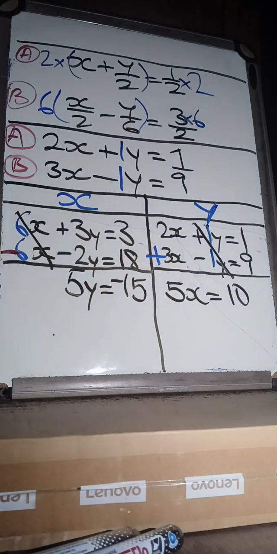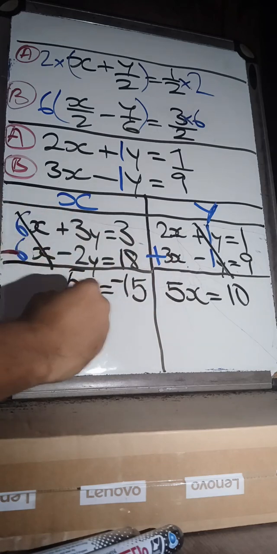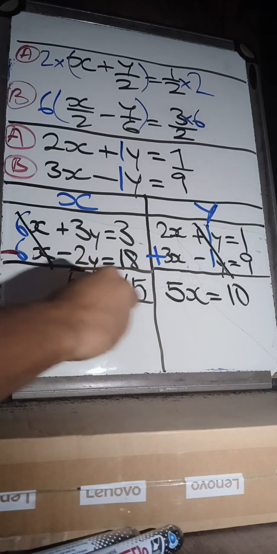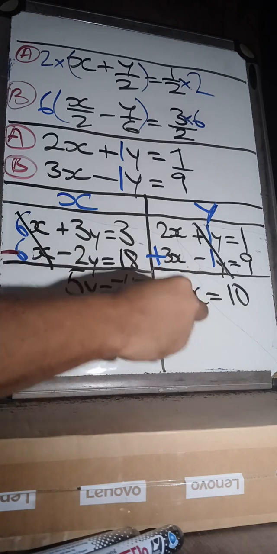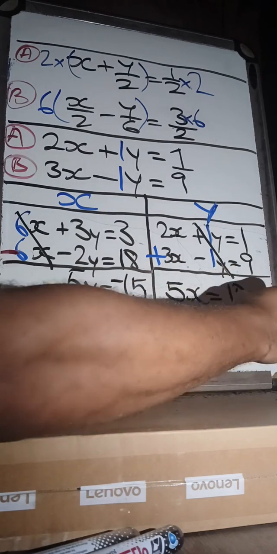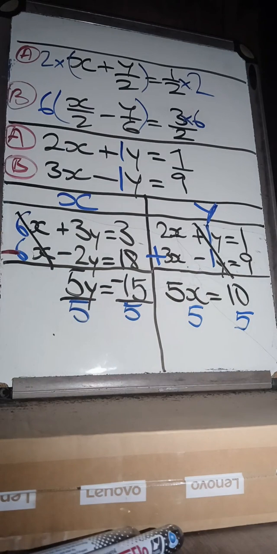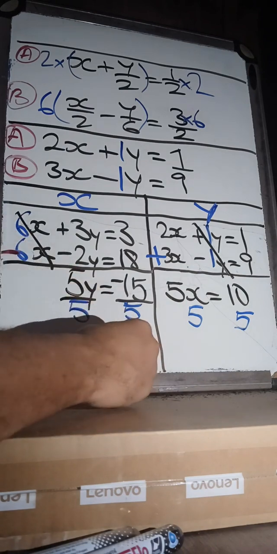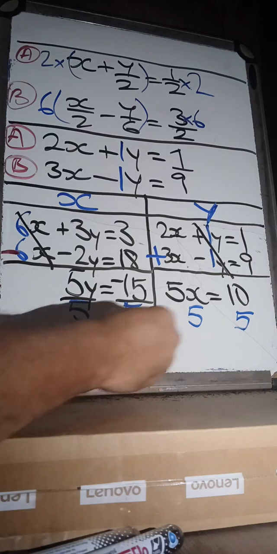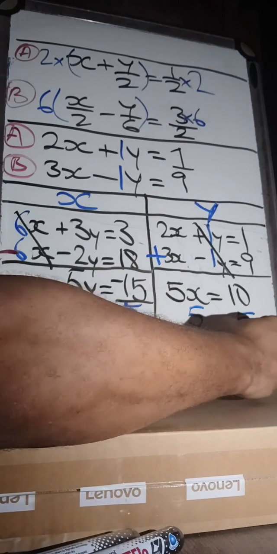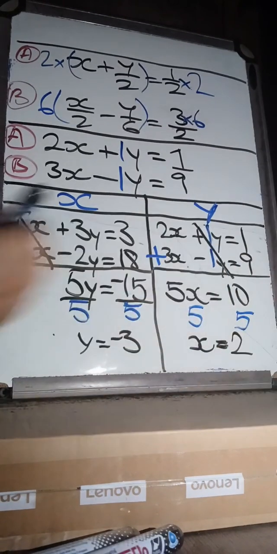There we go. So now we divide both sides by what's in front of the y. What's in front of the y is going to be 5. Divide both sides by the 5. Same thing over here. We divide both sides by the 5. That's what's in front of the x right there. So our y is going to be minus 3. Our x is going to be a positive 2.